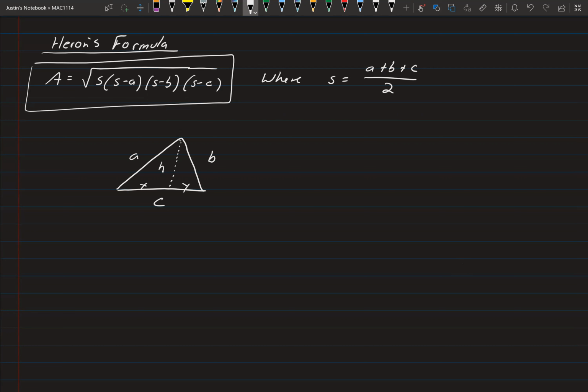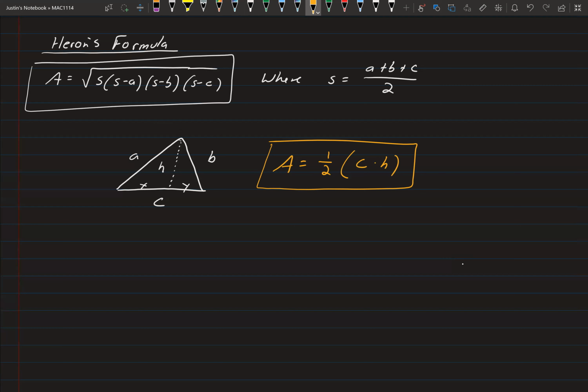Now we all know that the area of a triangle is 1/2 base times height. So my base here would be C, and my height I'm going to call H. So we're going to start off with what we know: area is 1/2 base times height for a triangle. And using some slick algebra, some derivations, we're going to arrive at Heron's formula, which is pretty cool.